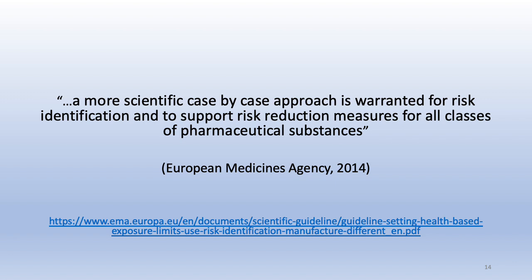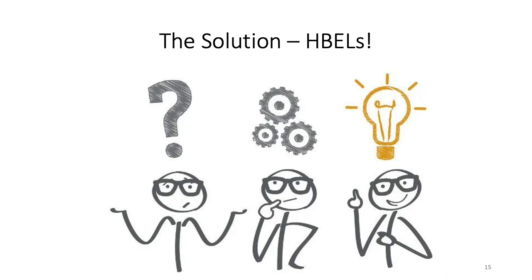Therefore, as a result of that, the European Medicines Agency in 2014 put out a guidance. And there's a statement which they put out there, which I've just copied. They talked about a more scientific case-by-case approach being warranted for risk identification and to support risk reduction measures for all classes of pharmaceutical substances. And this basically is where the health-based exposure limits come into play.